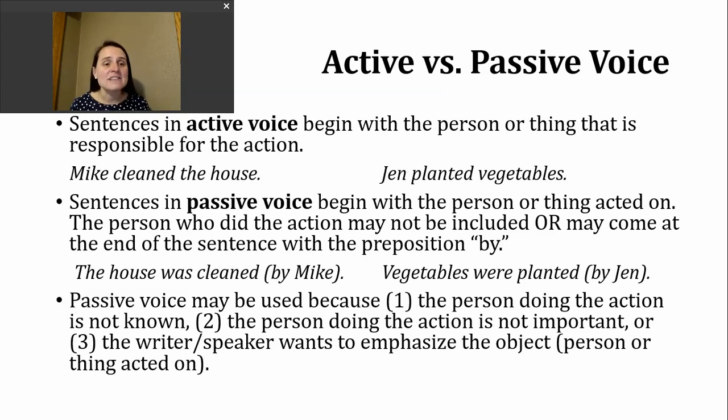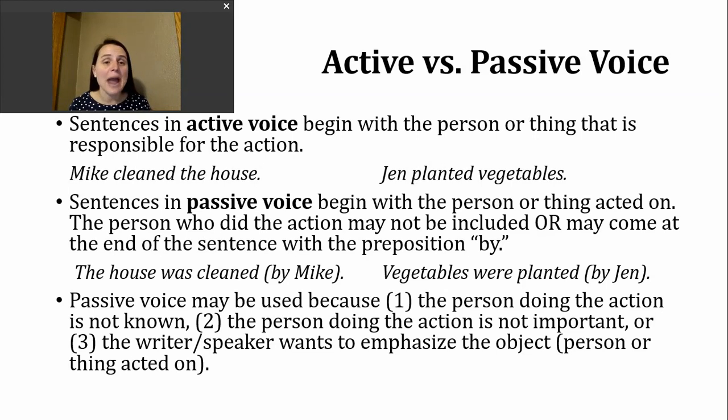Passive voice sentences, though, are going to begin with the person or the thing that was acted on. Or another way you might hear that described, that received the action. The person who did the action may not be in the sentence, or you might see that person or thing at the end of the sentence following the preposition by.